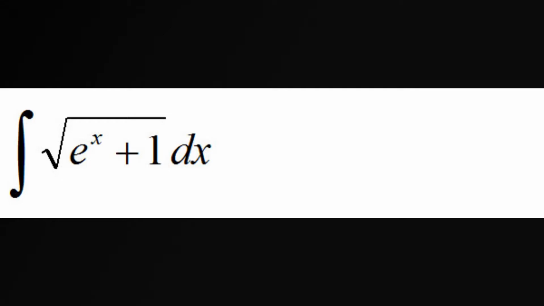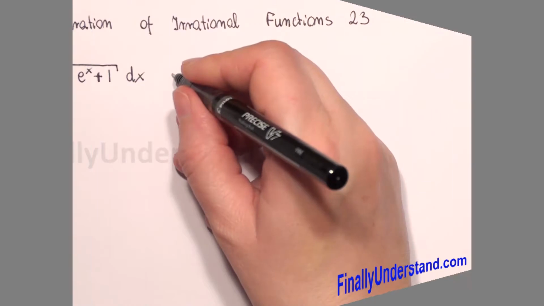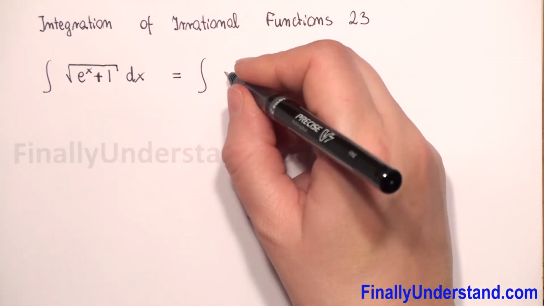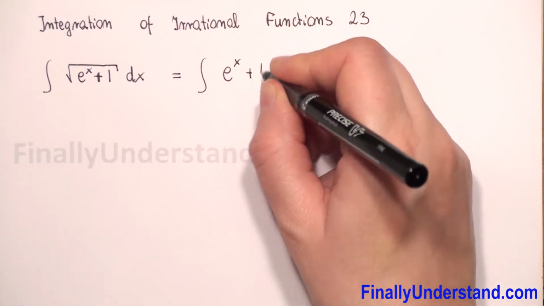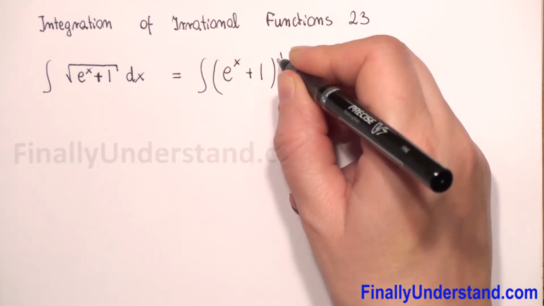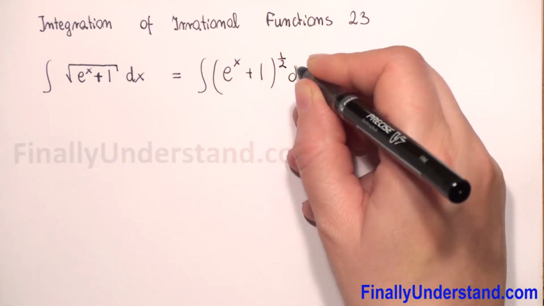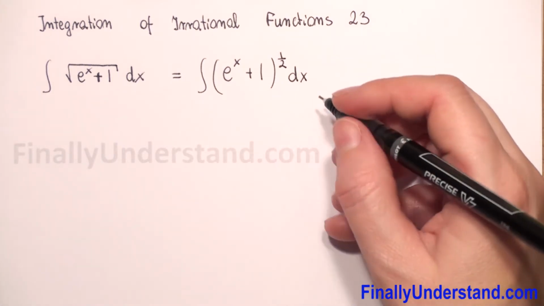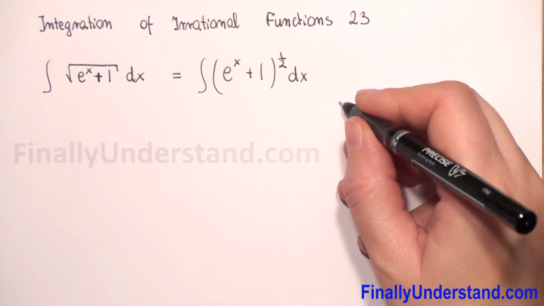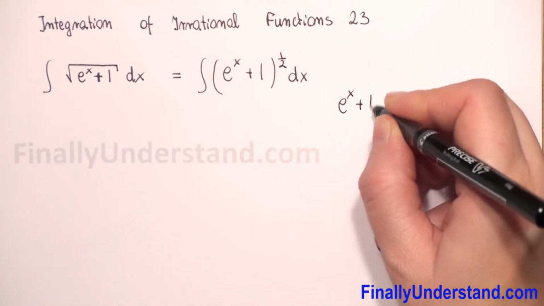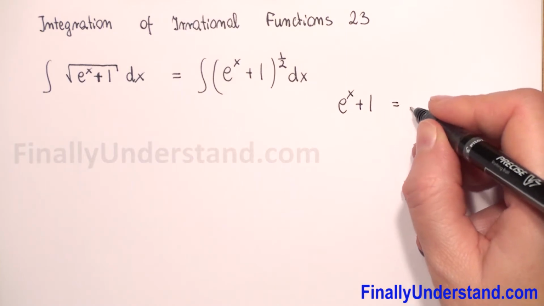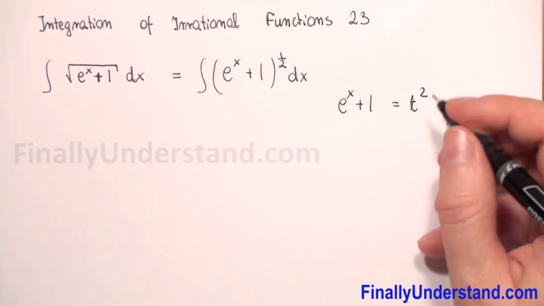We have integral of square roots. So first I will change this to power form. We have integral of (e to power x plus 1) to power of 1/2 with respect to x. Next, I will do substitution. I will substitute e to power x plus 1 by t square.